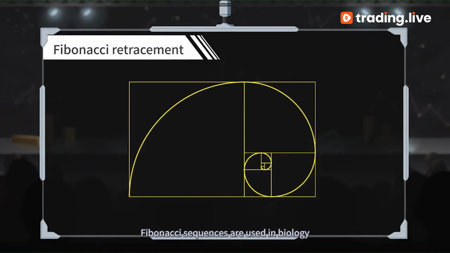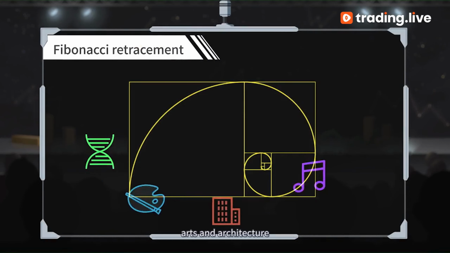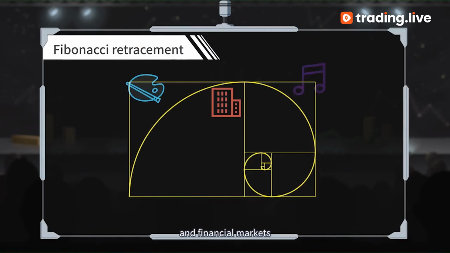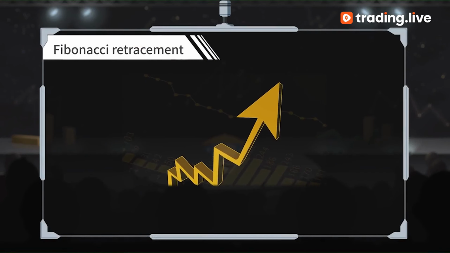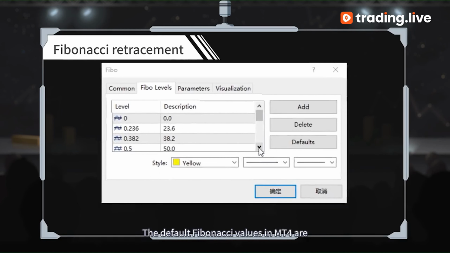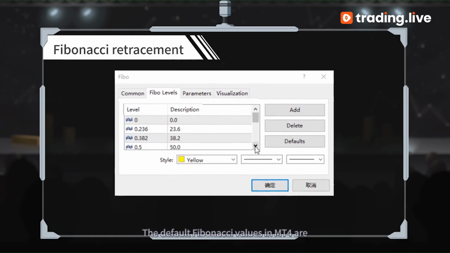Fibonacci sequences are used in biology, music, arts, architecture, and financial markets. The default Fibonacci values in MT4 are 0.0, 23.6, 38.2, 50.0, 61.8, 100.0, 161.8.